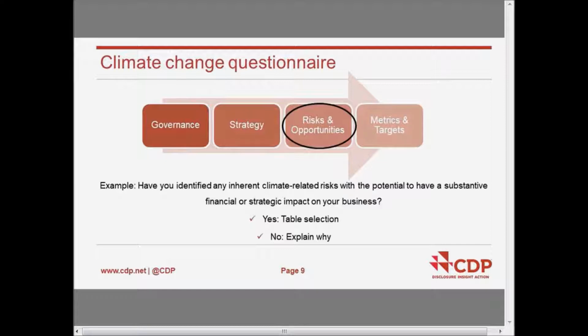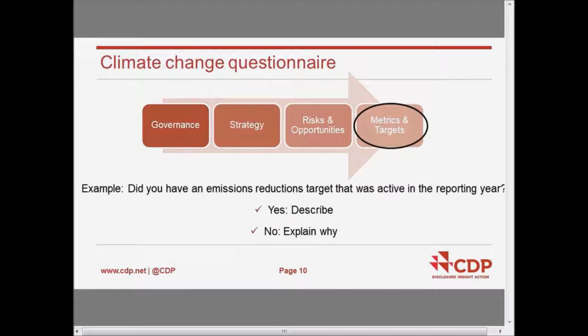Like in the previous section, you may select yes and explain how each risk could affect your business and how you are managing for them. You may also select no and explain why various climate-related risks do not affect your business. While the management and risk sections are more focused on a company's narrative around climate change, the last area collects more quantitative data on your energy use and emissions.